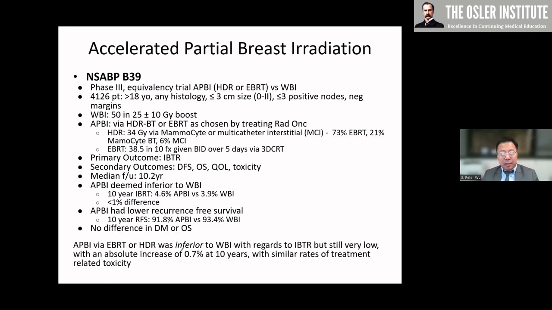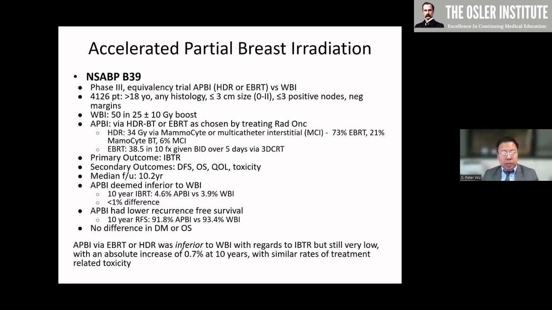But because of how this was designed, there was a thought that these numbers represented a worse outcome than whole breast. But there's no difference in overall survival, no difference in distant mets, and truly look at these numbers for yourself. Is this truly a very different outcome? I'm not so sure.